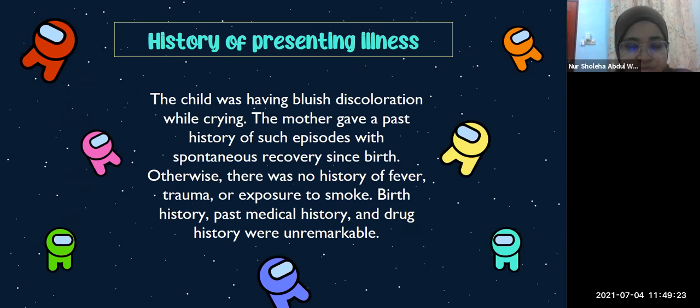And then let's go back to the case before. So this is the history of presenting illness, where the child was having bluish discoloration while crying, and the mother gave a past history of such episodes with spontaneous recovery since birth. Otherwise, there was no history of fever, trauma, and also exposure to smoke. Birth history, past medical history, and drug history were unremarkable. So the main point here is that the cyanosis occurs during crying, and it occurs multiple times.